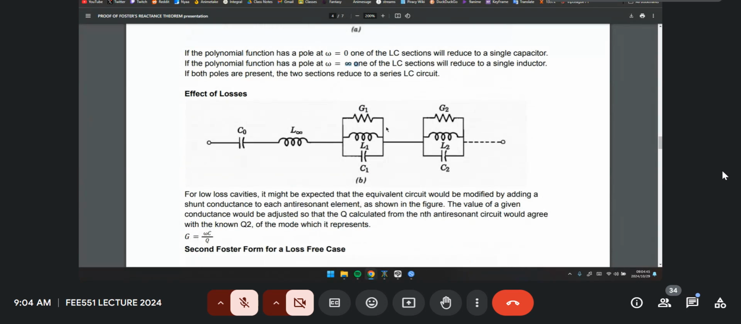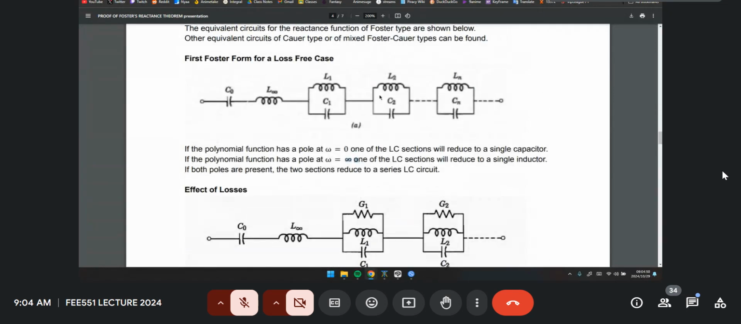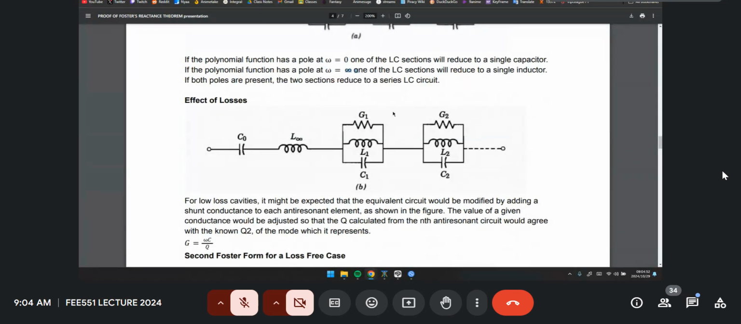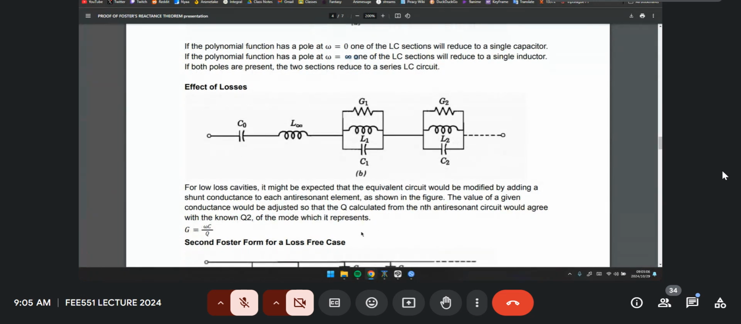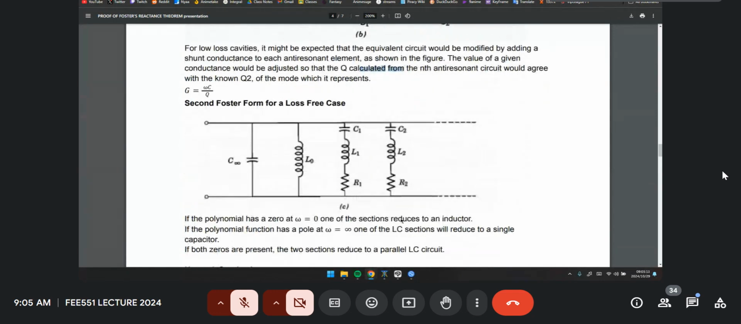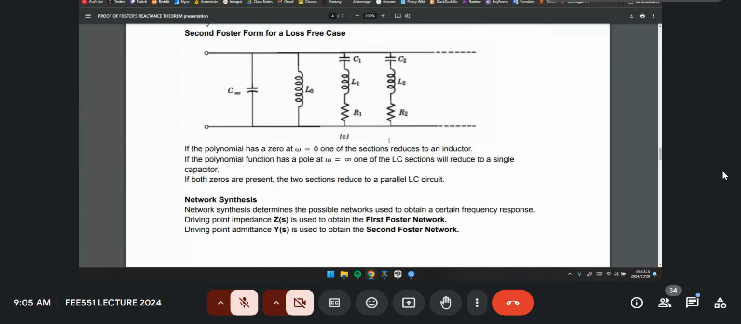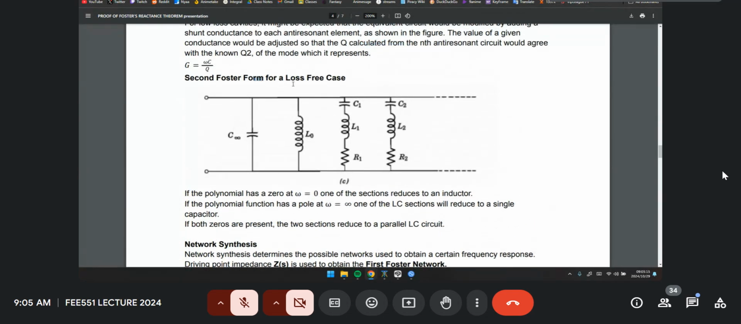We can reduce the losses by using a resistor. We put it in parallel with the series LC circuit. To find the value of the resistor, we can use the conductance value. The conductance value will be given by G equal to W0C over Q, where Q is the quality factor of the resonant circuit. And we have the same cases for Foster's second form.